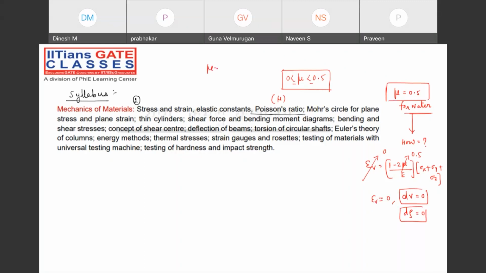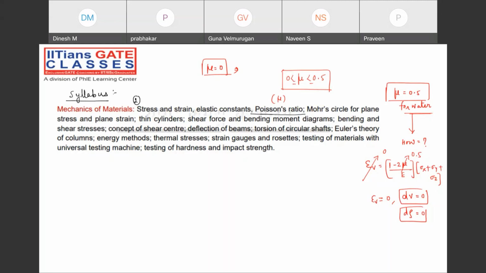What about 0? Mu is equal to 0 for which material? Do not worry, I'm discussing strength of material content only, but I just want to ask you some questions so that I can know whether you know something about this subject or not, so that we can have the development for that. If I ask you, mu equal to 0 is the value for which material, that means there is no lateral strain.